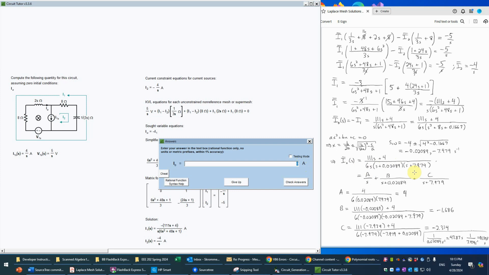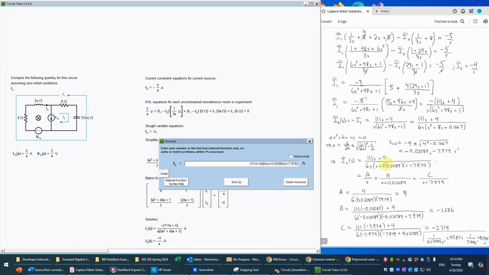And now I'm just going to enter that into Circuit Tutor to check it. So I have 111s plus 4 divided by, and then I'll again need a square bracket in the denominator to enclose the other terms. So then we'll have 6s times, and I don't really need to put that in parentheses because it doesn't need it. So I have s plus 0.089, close parentheses, and then the next term would be s plus 7.979, close parentheses, and then close the square bracket.